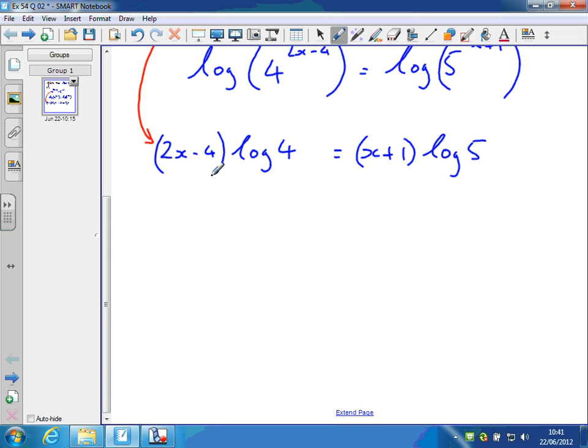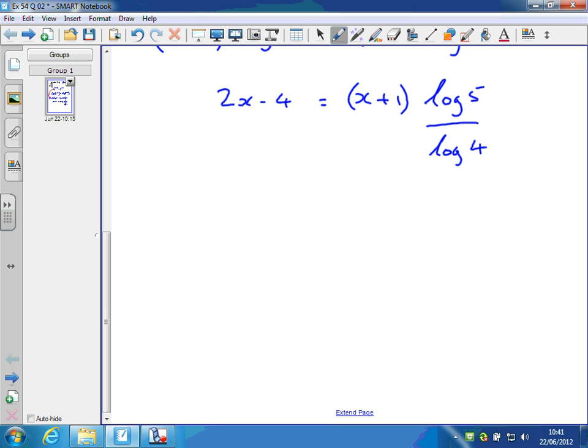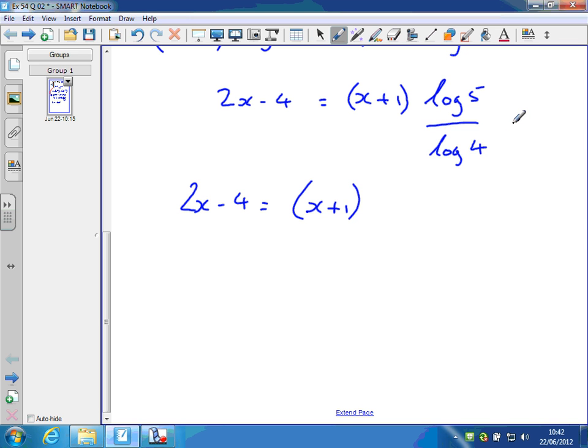So divide both sides by log 4, and I get 2x minus 4 equals (x plus 1) times log 5 over log 4. Now I can work out what log 5 over log 4 is, which will just be a number, and then I can multiply out that bracket. So 2x minus 4 equals (x plus 1) times, what's log 5 divided by log 4 in a calculator? 1.16 to 3 significant figures.